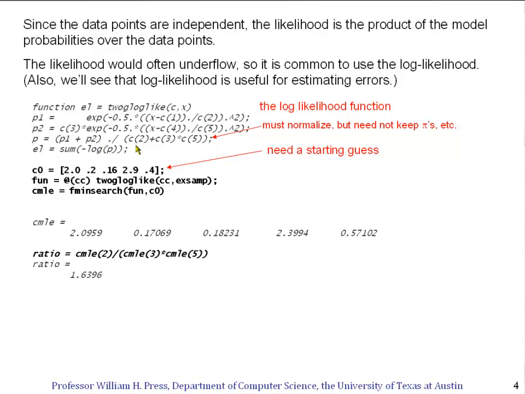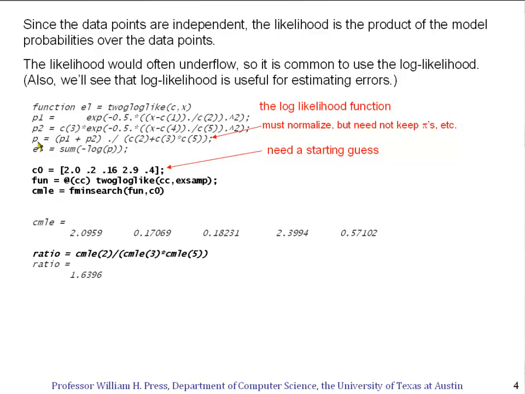But here is something proportional to the area of the first distribution, that is to say its height of 1 and its width of C component 2. And here's the area of the second piece. Its height is C3 and its width is C5. Then finally, the likelihood, or the log likelihood, is simply the sum of minus the log of all of the components in this vector P.